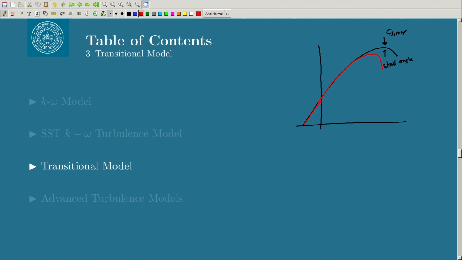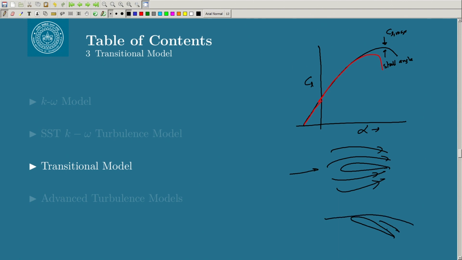Why? Because as you increase the angle of attack, this is your alpha and this is your CL, the flow is going to separate. So you had this initial flow, let us say this is the wing or an aerofoil, the flow is attached, nice, and any model will give you a good result. But as soon as you go to a very high angle of attack like this, on the same aerofoil, your flow is going to be separated here.